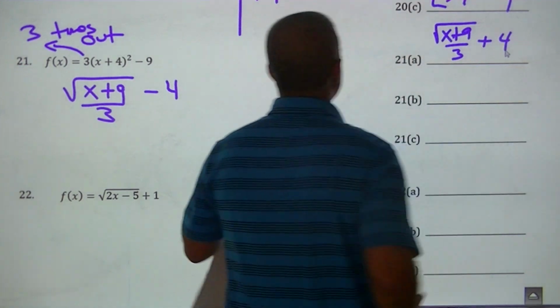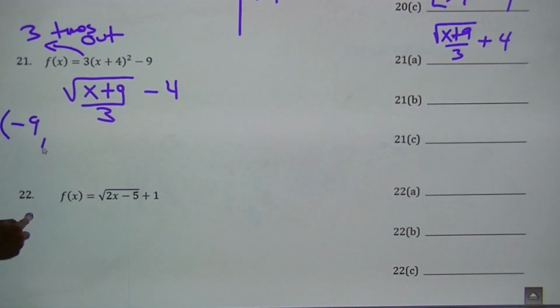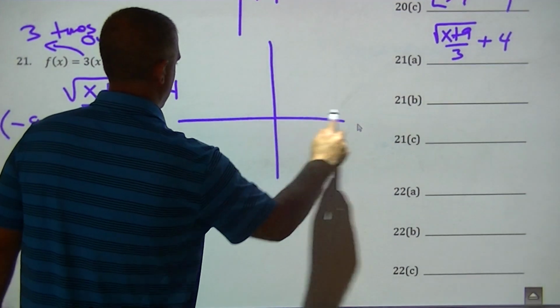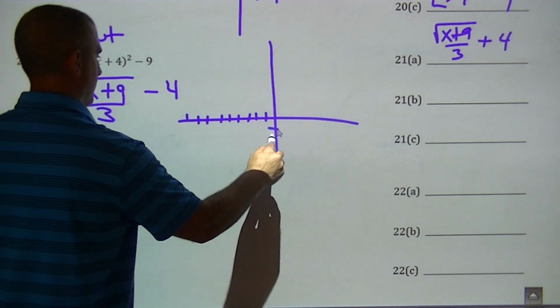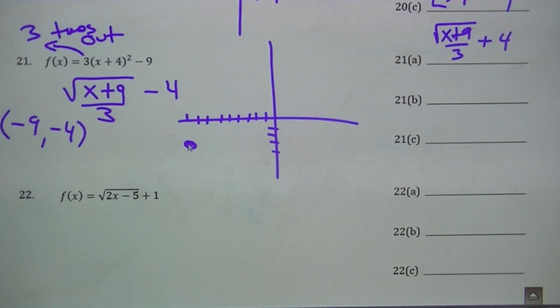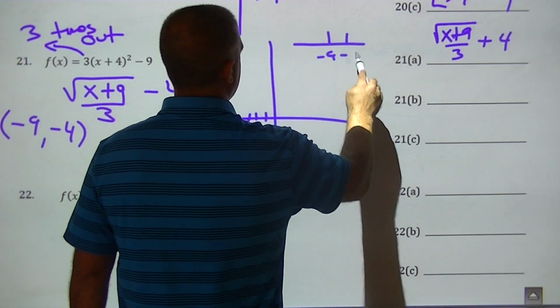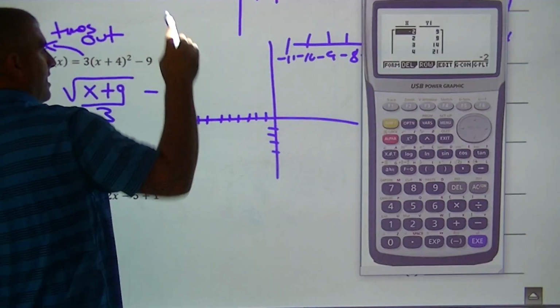Okay, now, your anchor point is still going to be the same. Anchor point would be negative 9, negative 4. Okay? It'd be right there. All right? Now, that means I would want to try to graph negative 8 and negative 7, negative 10 and negative 11. So I'm going to go to the table.